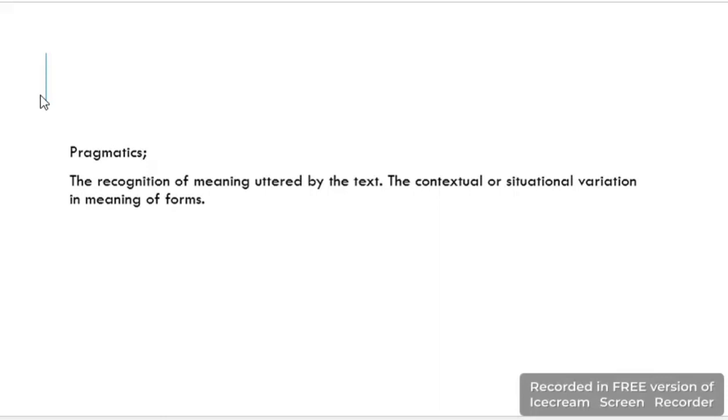In this, we study the contextual or situational variation in our language. For example, we can say "excuse me" as an assertion and "excuse me" as a question also. So pragmatics is basically a practical approach towards language, in which we study the hidden meaning. Our focus in pragmatics is not on the apparent meaning of the words or sentences, but we study the context in which we convey our message.